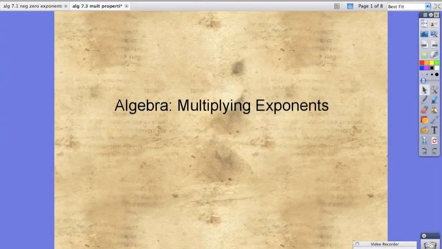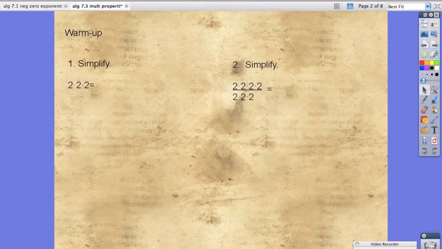Hello students, today in your algebra class you're going to be working on multiplying exponents. So let's try a couple quick warm-up problems. This would be a really good time for you to pause your screen and try solving these two warm-up problems.